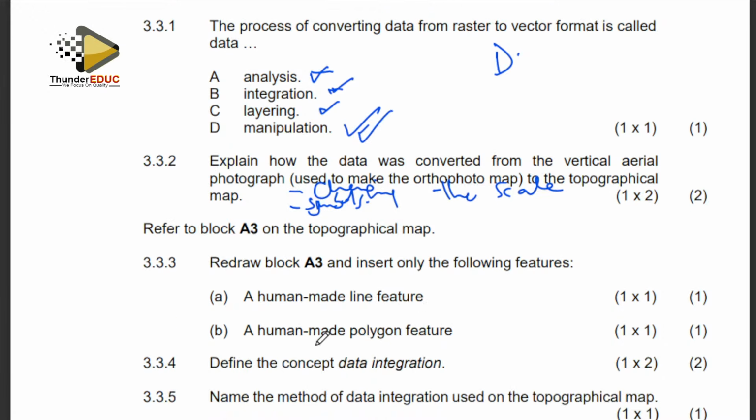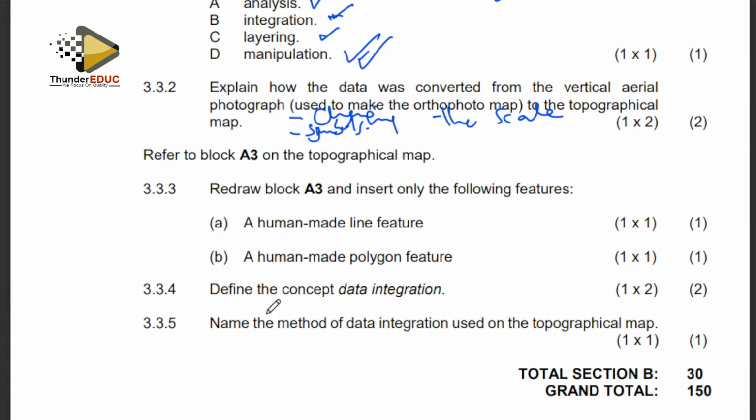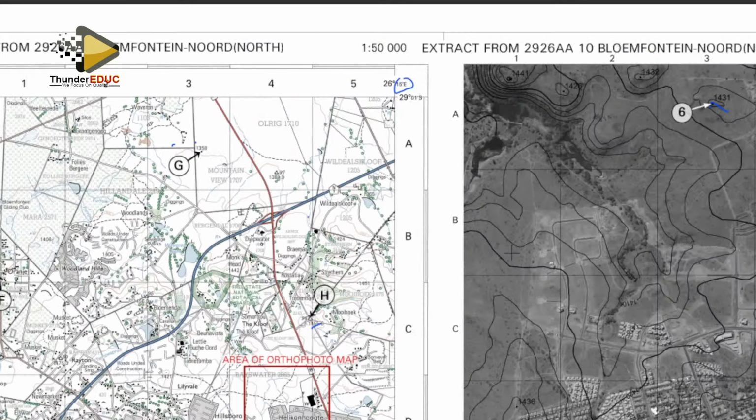All right, lastly, which is our last part, refer to A3 on the topographic map. We come to A3, A1, A2, A3. So we are referring to this section here. All right, let's look at the question.